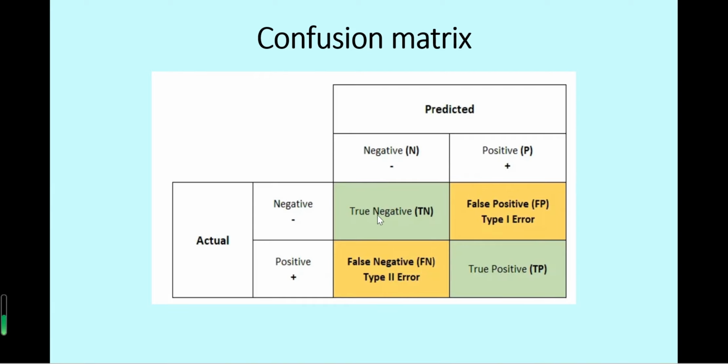fields are called true negative, where the actual is negative and it is also classified as negative. Similarly, this one is called true positive, TP. And these two yellow areas are called false positive and false negative. For example, this one is actually positive but is classified as negative. So this is the failure.